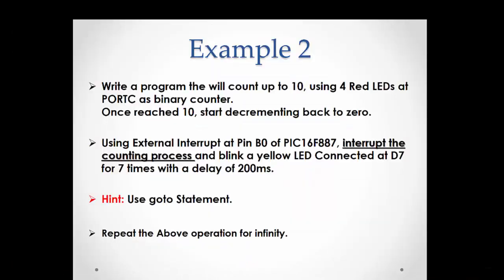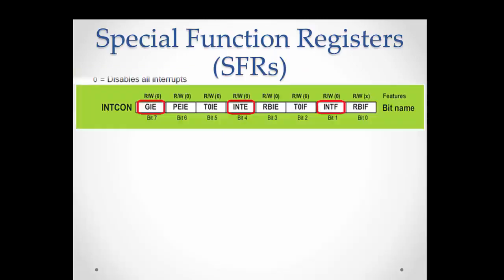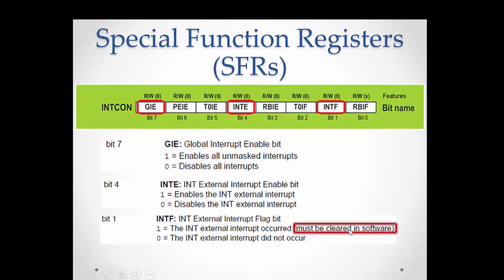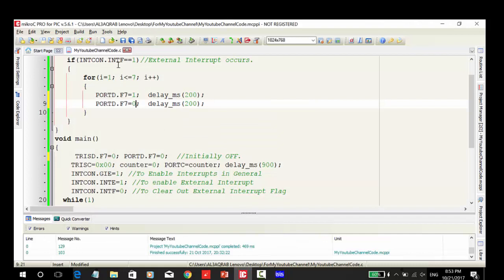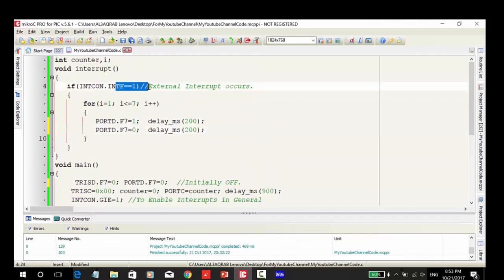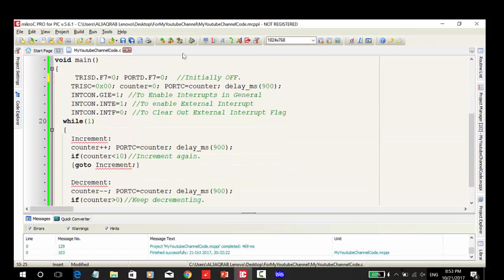Now it is very important that the flag must be cleared in software. So yes, we managed to detect that there's an external interrupt, but this also means that I need to clear it out. So how do I clear it out? I simply say INTCON dot interrupt flag equals 0. You could do it after the if statement, but I would like to do it within the if statement, because otherwise it's redundant, if you get my point. So that's pretty much about it.